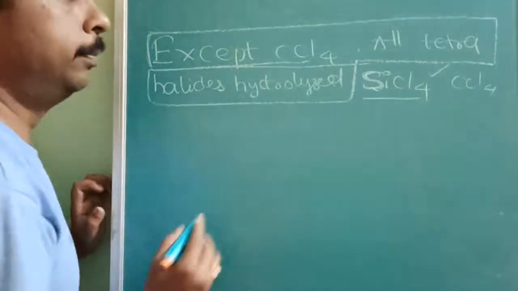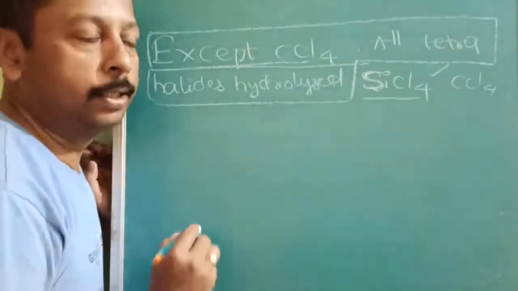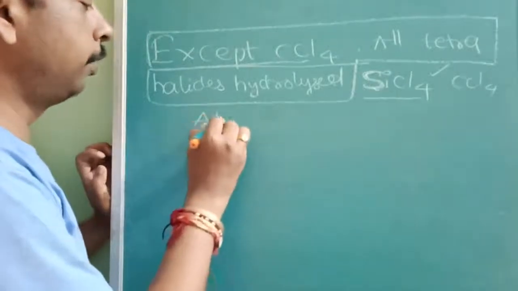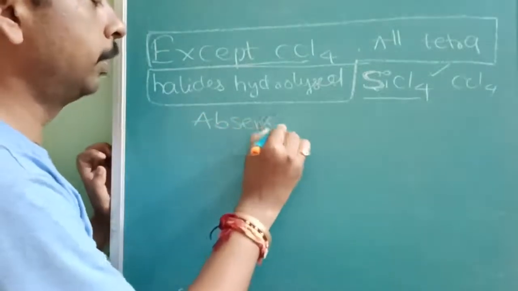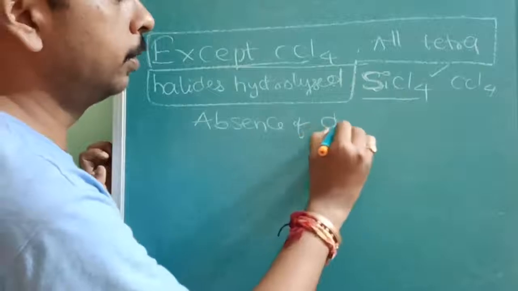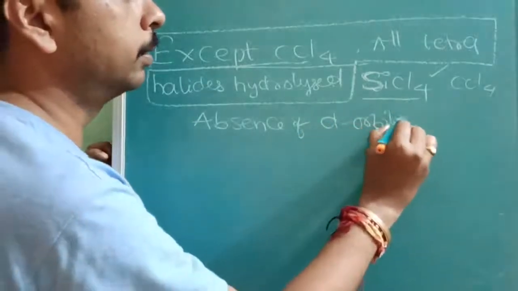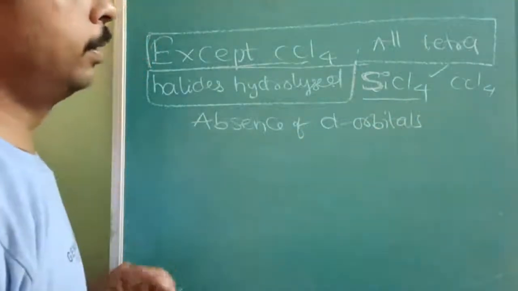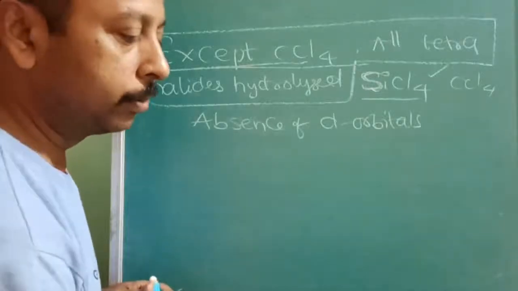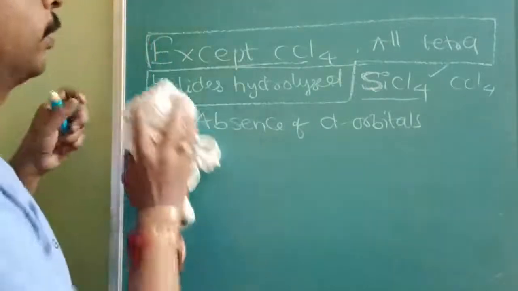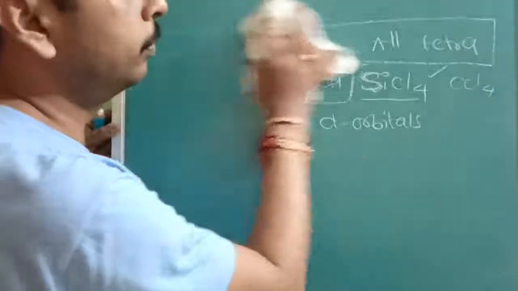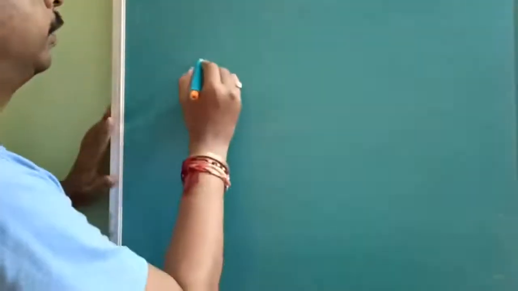If the option is there, the simple one-statement answer is the absence of d orbitals. What is the reason? Absence of d orbitals. What role the d orbital plays and why CCl4 is not hydrolyzed, I will tell you. So the question will be this. For better understanding, to answer the twisted question, you should have the idea.